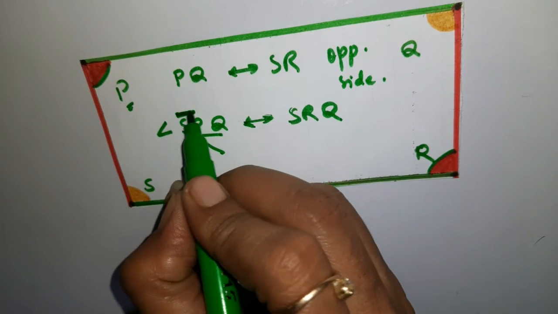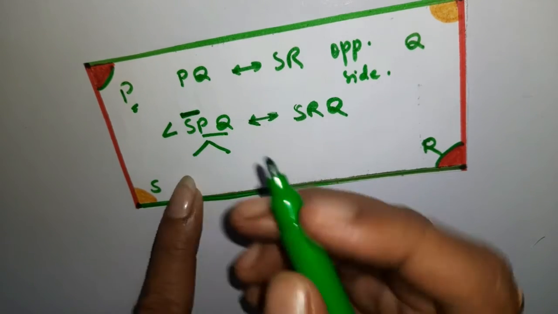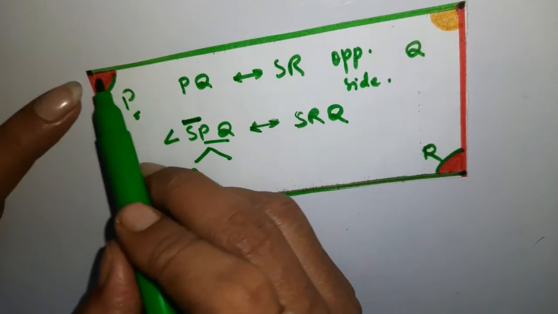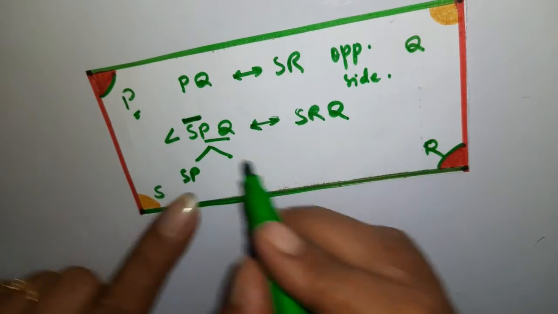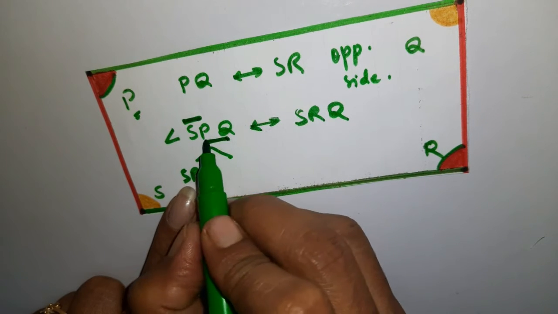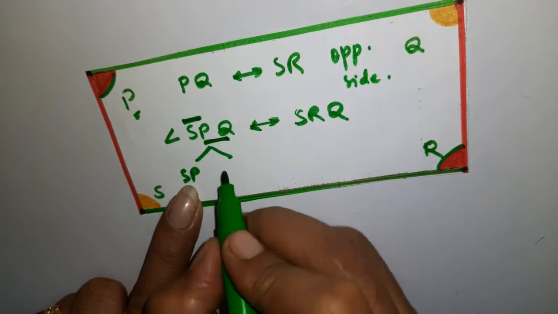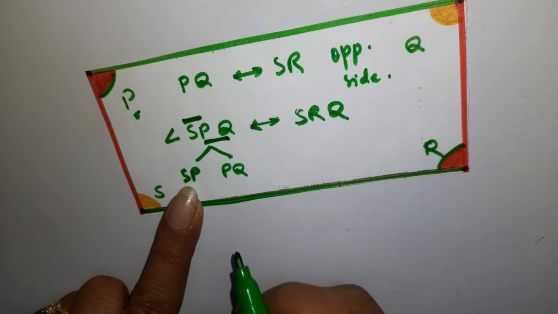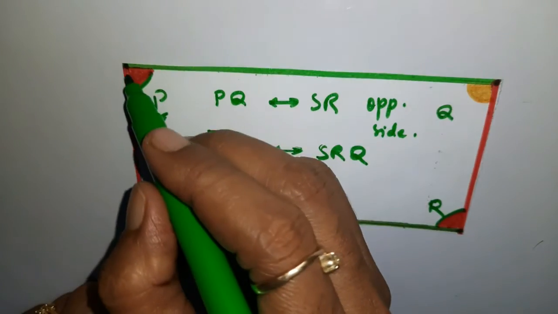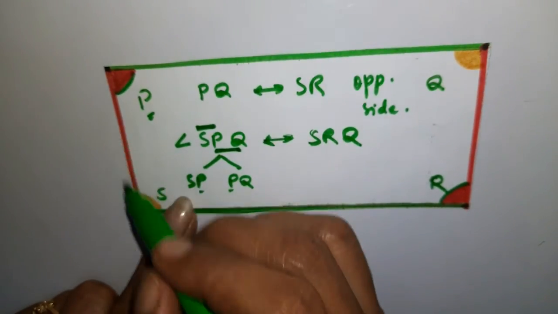So I have shown it with one bar. This is one of the arms. I'll be writing here SP. This is one arm, and the other arm is PQ. You can see here this one I have shown just below this. I have put the bar, and you can see clearly this is PQ. Point P is common in them. This point is common. It is shared between these two sides.